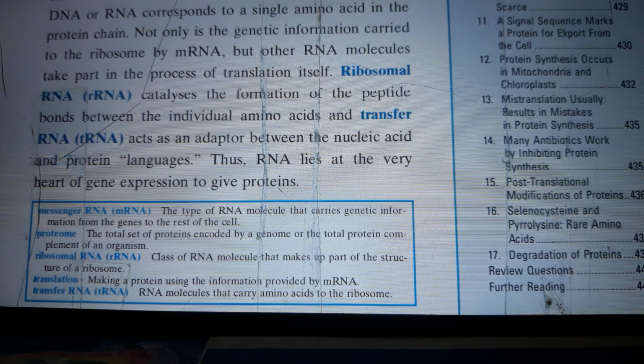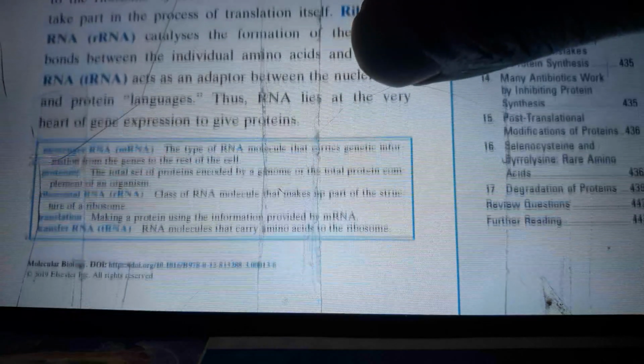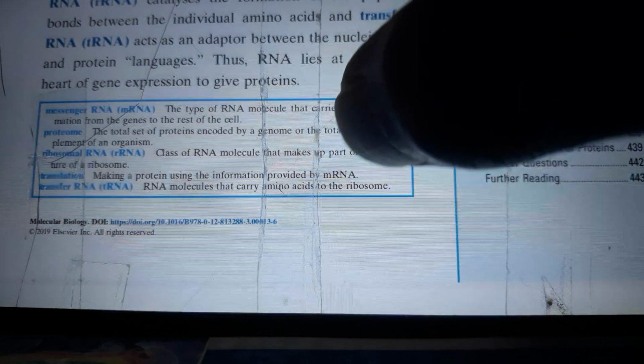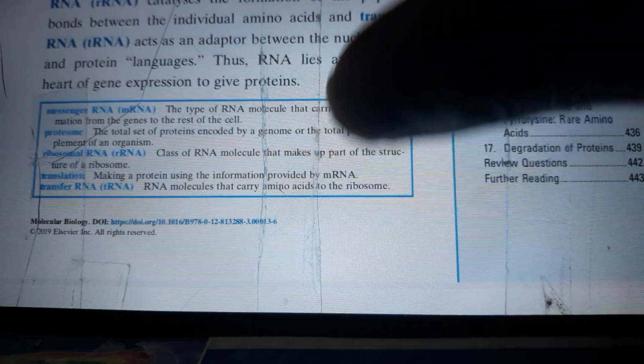Not only is the genetic information carried to the ribosome by mRNA, but other RNA molecules take part in the process of translation itself. Ribosomal RNA catalyzes the formation of the peptide bonds between the individual amino acids, and transfer RNA, tRNA, acts as an adapter between the nucleic acid and protein languages, because RNA lies at the very heart of gene expression to give proteins.